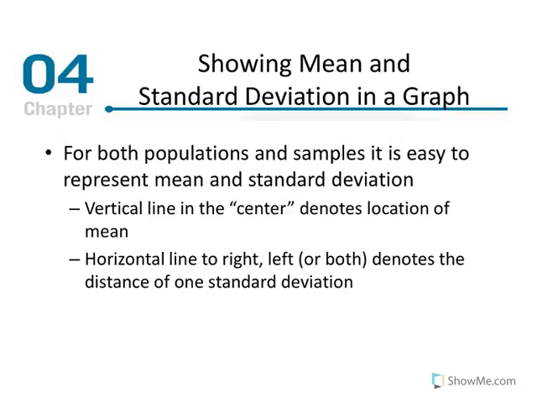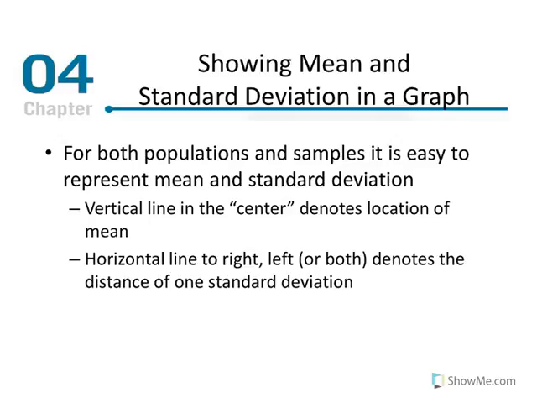So, showing the mean and standard deviation in the graph, we can do this visually and describe a distribution in very simple terms for those who are consuming our research. For both populations and samples, it's easy to represent the mean and standard deviation. The vertical line in the center denotes the location of the mean, so that's going to be the average of all the scores in our distribution.